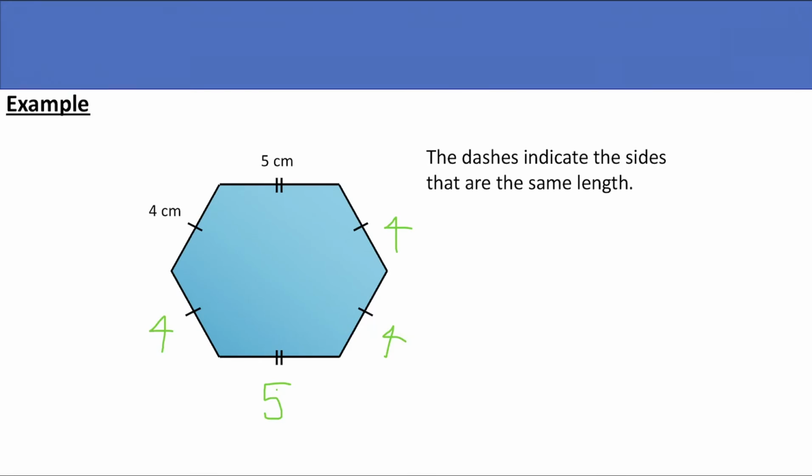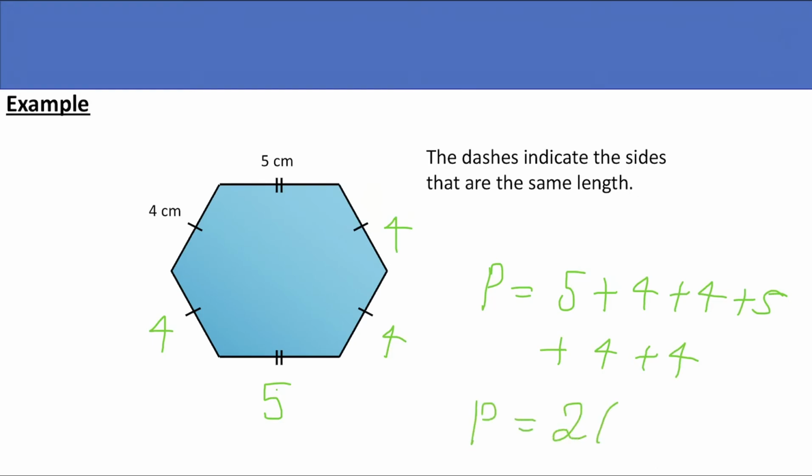So now we have all our sides. We can find the perimeter of the shape by adding up all those sides, and that is 5, add 4, add 4, add 5, add 4, add 4, and that will give you an answer of 26 centimeters.